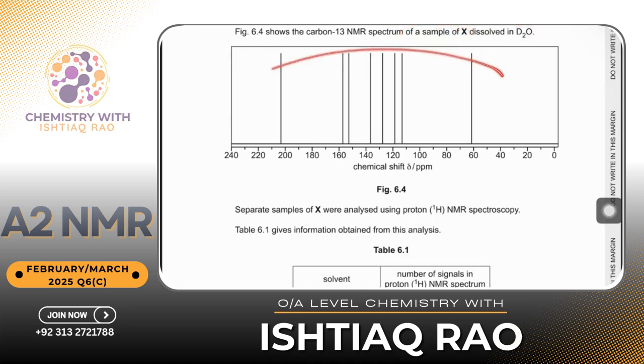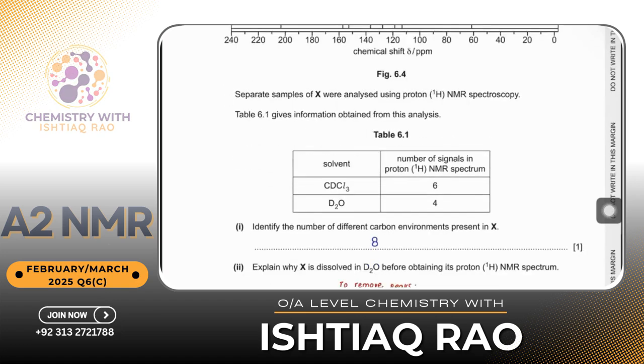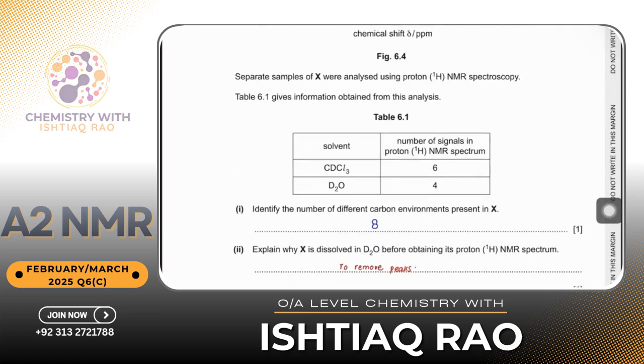Okay, and we are getting this many peaks. It's going to be 1, 2, 3, 4, 5, 6, 7, 8. 8 peaks I can see in carbon-13 NMR, because in the next part they are asking how many peaks we would be getting in carbon-13 NMR. So I said 8. It's very simple.